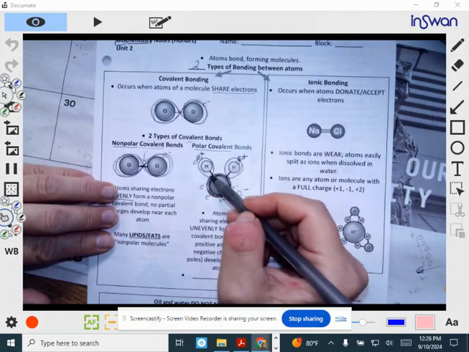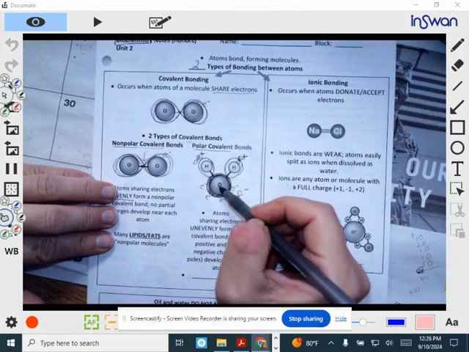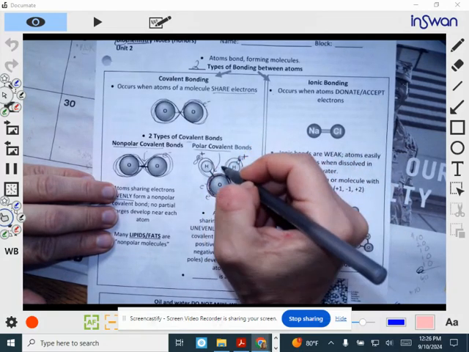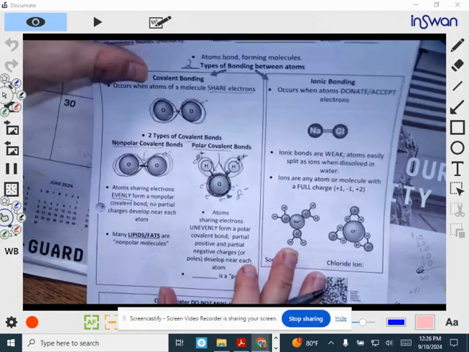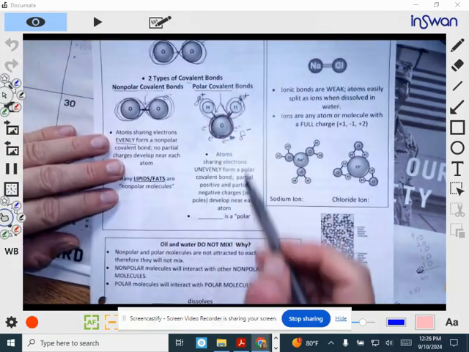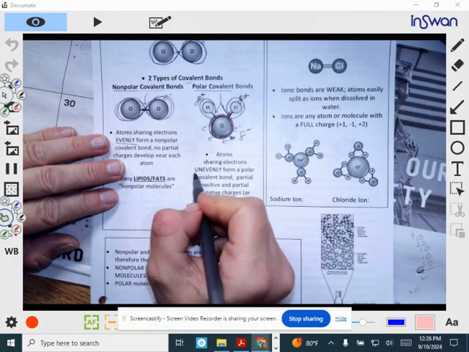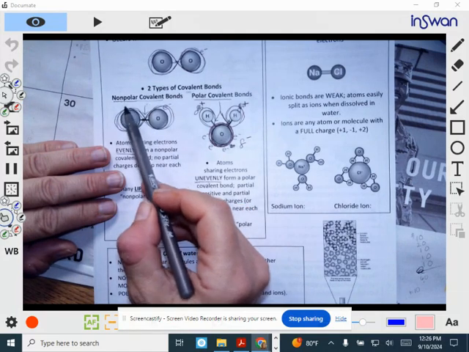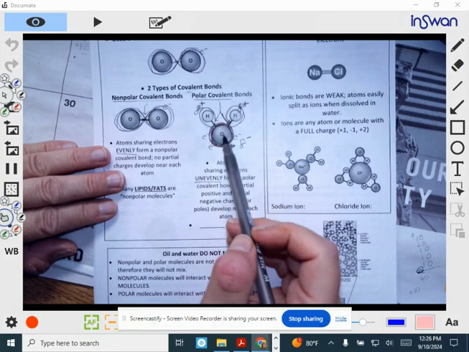All right, so we're going to say that these two oxygens are bonded together by a nonpolar covalent bond. And here in this water molecule, because this is H2O, the H and the O are held together by a polar covalent bond. So again, we have atoms sharing electrons in a polar covalent bond, but they're sharing unevenly. Okay? So covalent means sharing, nonpolar means evenly shared, polar means unevenly shared.